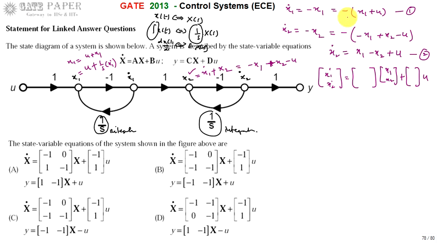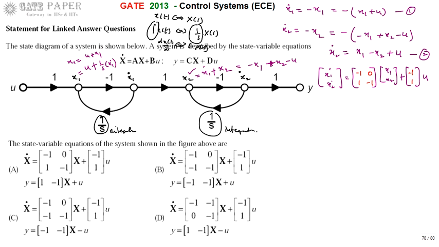x1 dot is equal to minus x1 minus u. So only x1 will be present with a minus sign and x2 will not appear, so 0, and u is appearing, so 1. So x1 dot is equal to minus 1 into x1 plus 0 into x2, that is minus x1, minus 1 into u. And next, x2 dot is x1 minus x2 plus u. So x1 into 1, x2 into minus 1, so this is 1, minus 1, and plus u, so this will be plus 1.